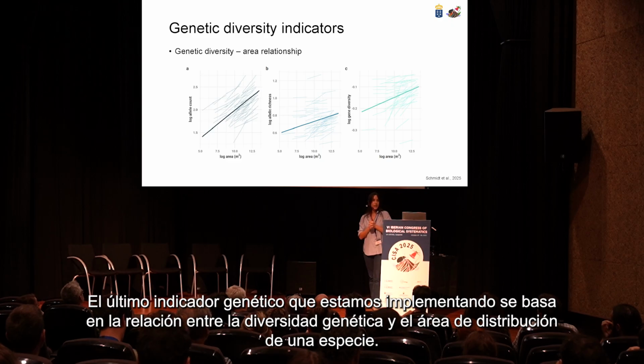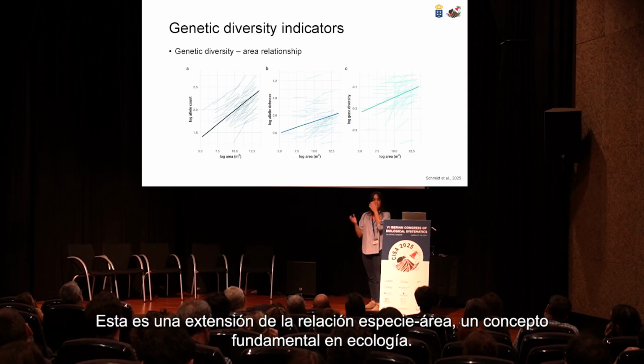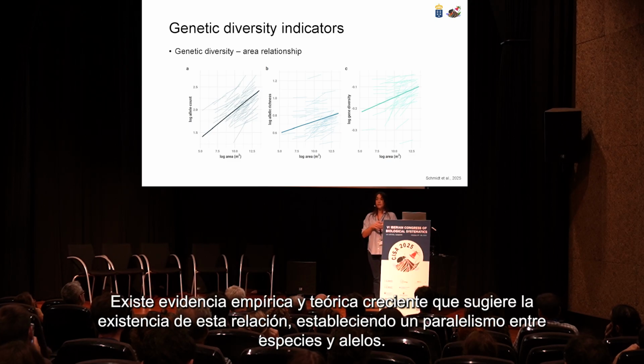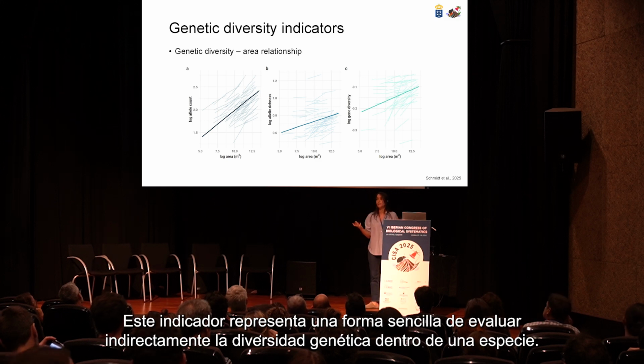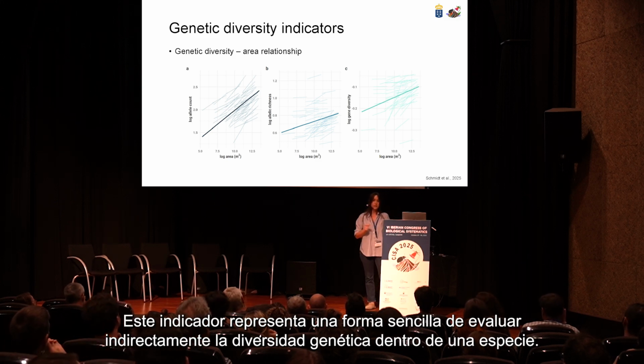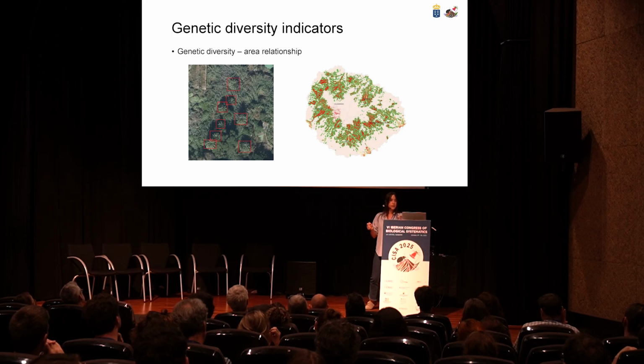So our last genetic indicator is based on the relationship between genetic diversity and the area of a species. So this is an extension of the species-area relationship, which is a foundational concept in ecology. And there is growing empirical and theoretical evidence that shows that we can extrapolate this from species to alleles. And it is a very straightforward way for us to indirectly measure the genetic diversity of species.